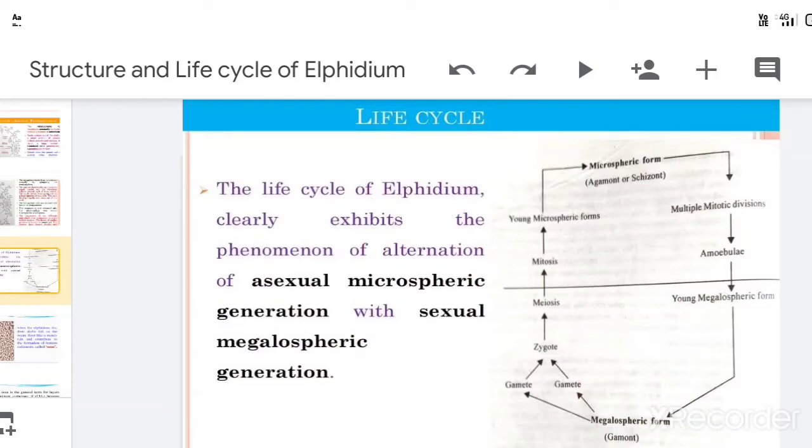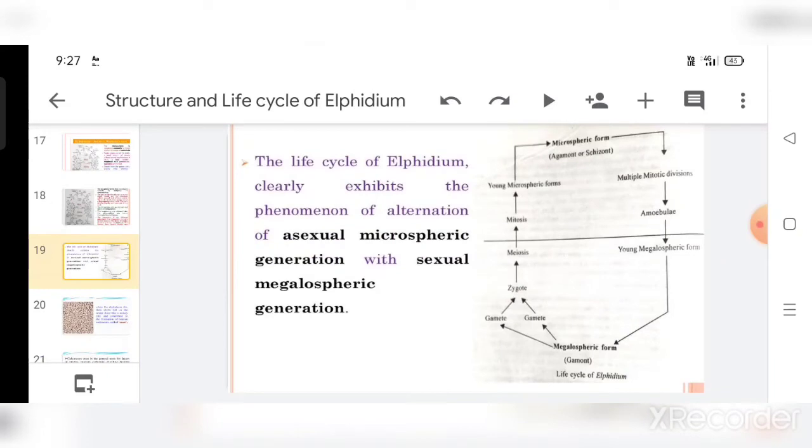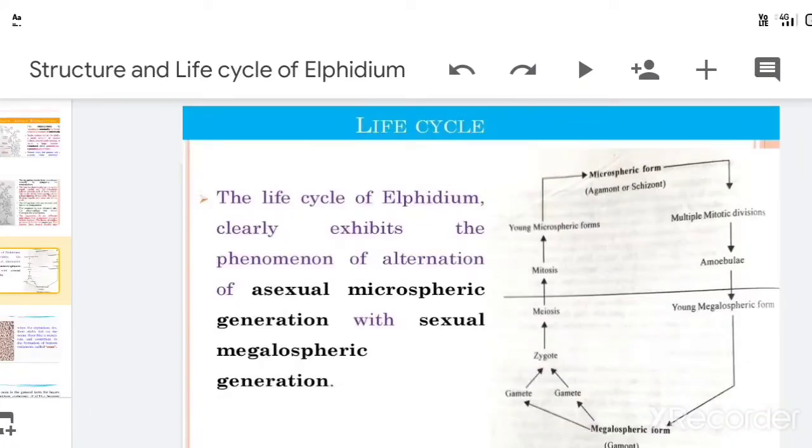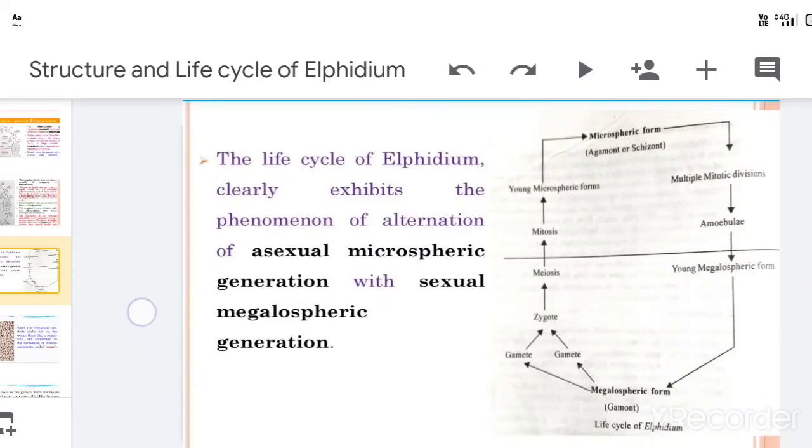Then the life cycle. As we have discussed earlier, Elphidium exhibits dimorphism, which means it exists in two different forms, the megalospheric form and the microspheric form. The megalospheric form undergoes sexual reproduction, whereas the microspheric form undergoes asexual reproduction. So the sexual cycle is alternated by the asexual cycle. This is called alternation of generation. The life cycle of Elphidium clearly exhibits the phenomenon of alternation of asexual microspheric generation with a sexual megalospheric generation. So this is the life cycle of Elphidium.